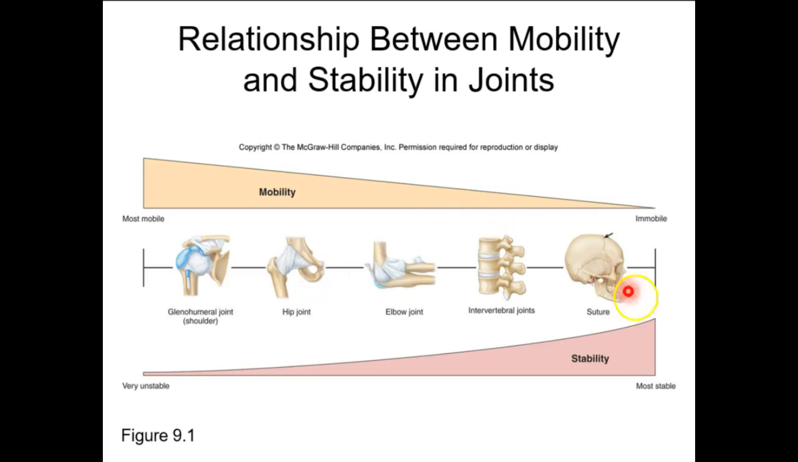On the other hand of the spectrum, just big picture, the less mobility you have, the more stability you have. Nobody that I know of has ever dislocated their mid-sagittal suture, right? That's not really a common thing. Probably somebody has somewhere. It's plausible. It's just probably not very common.